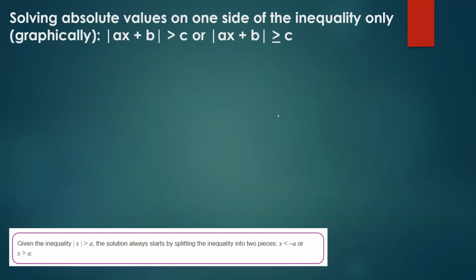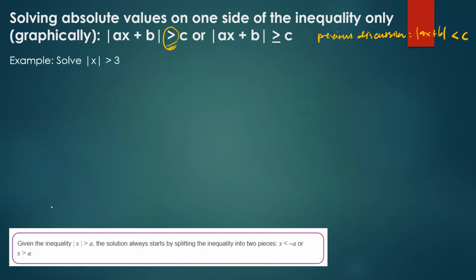So let's continue. Remember in our previous discussion, the given is the absolute value of ax plus b is less than c. Okay, this time we will be talking about the modulus of ax plus b greater than c. Okay, so let us have an example.